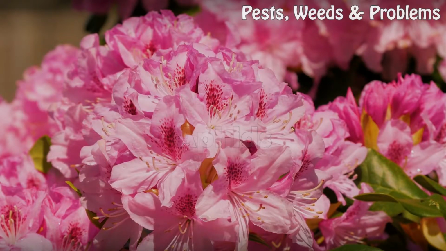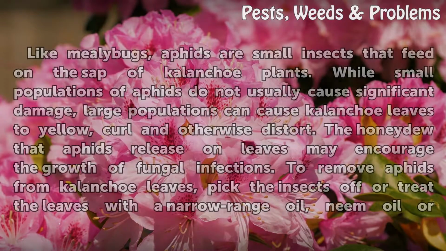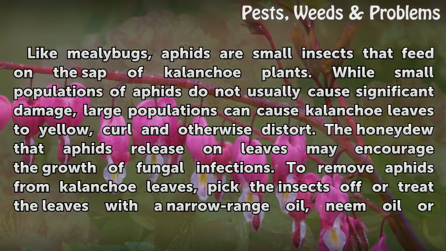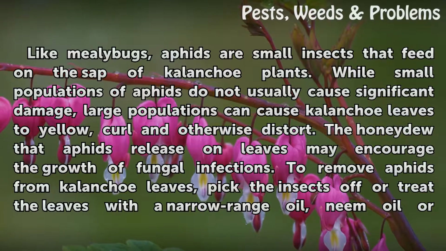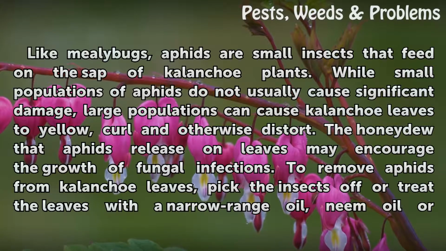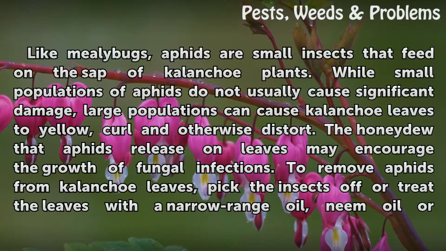Aphids. Like mealybugs, aphids are small insects that feed on the sap of kalanchoe plants. While small populations of aphids do not usually cause significant damage, large populations can cause kalanchoe leaves to yellow, curl and otherwise distort. The honeydew that aphids release on leaves may encourage the growth of fungal infections.